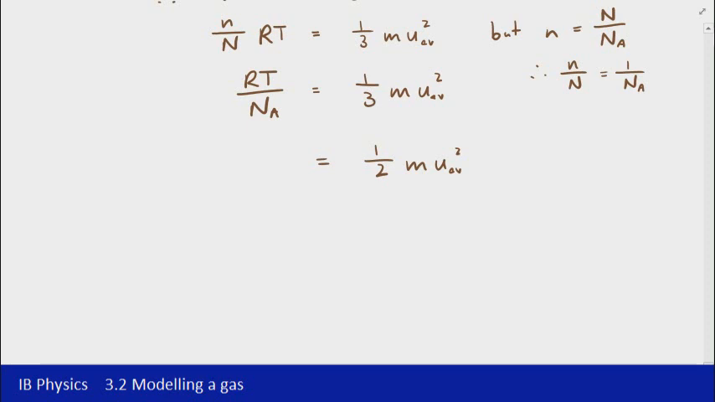In order to do that, we'd have to multiply by 3 over the other side. So that's going to be 3RT over Na. But to get this half factor in, we then need to actually divide. So that's going to be 3 on 2 multiplied by RT on Na is equal to half m u av squared. And as I said, this term on the right-hand side now is the average kinetic energy of all of the molecules.